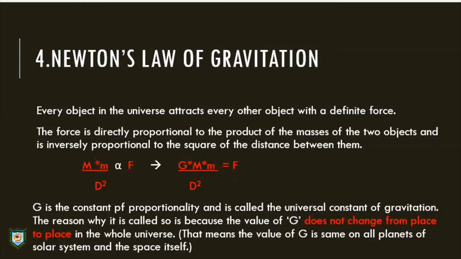Now capital G does not change from place to place in the complete universe. That means if I am on the sun and any one of you is on the earth, the value for capital G for either one of us will not change. Now, our solar system is quite small. If we move to other galaxies, the value of capital G still remains constant.